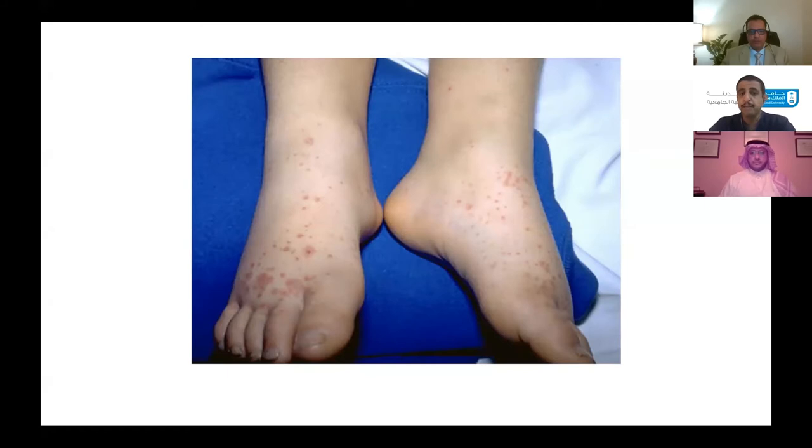Sometimes it will be puzzling for us, like a patient coming with only abdominal pain. So we think, oh, it could be pancreatitis, it could be appendicitis. And after some time, the rash would appear. So the sequence of the symptoms may be different.